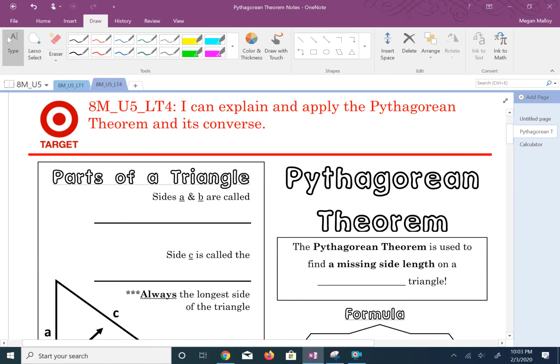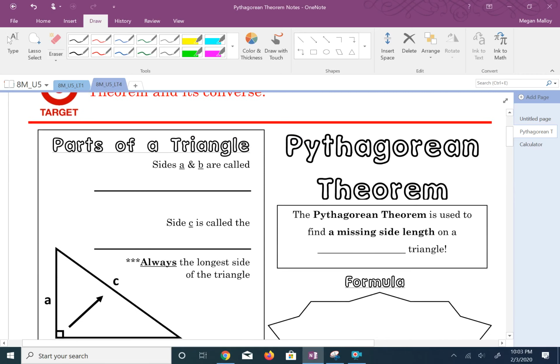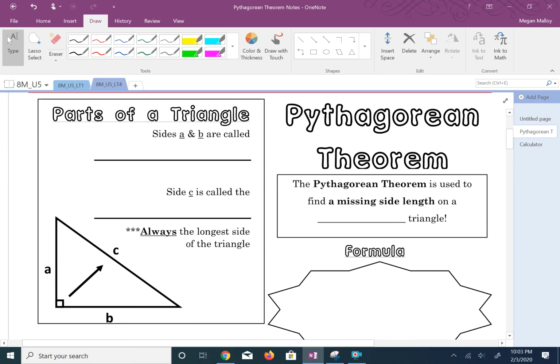Important elements for the Pythagorean Theorem that we need to understand before we can apply it are the different parts of a triangle. So if you look at our parts of a triangle on the left side of the page here, sides A and B are going to be called the legs of our triangle, where side C is going to be called the hypotenuse.